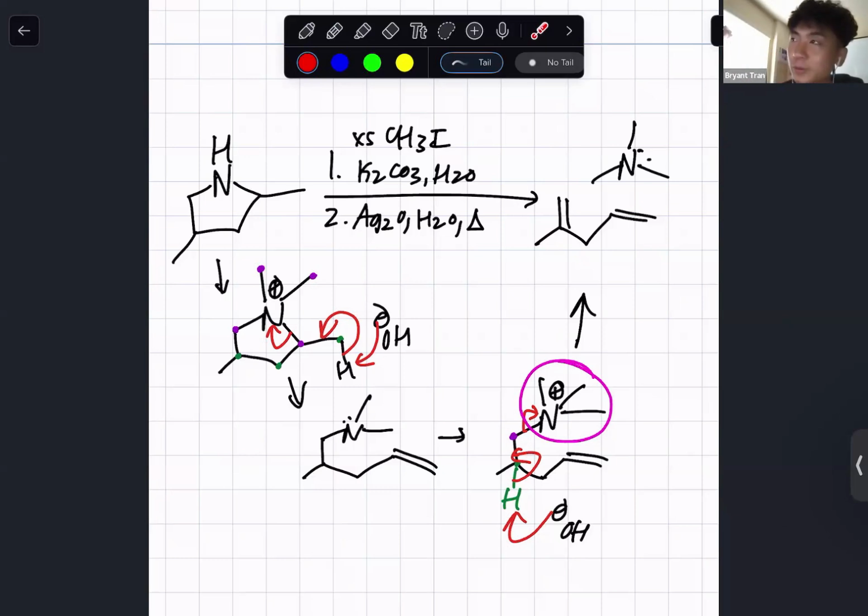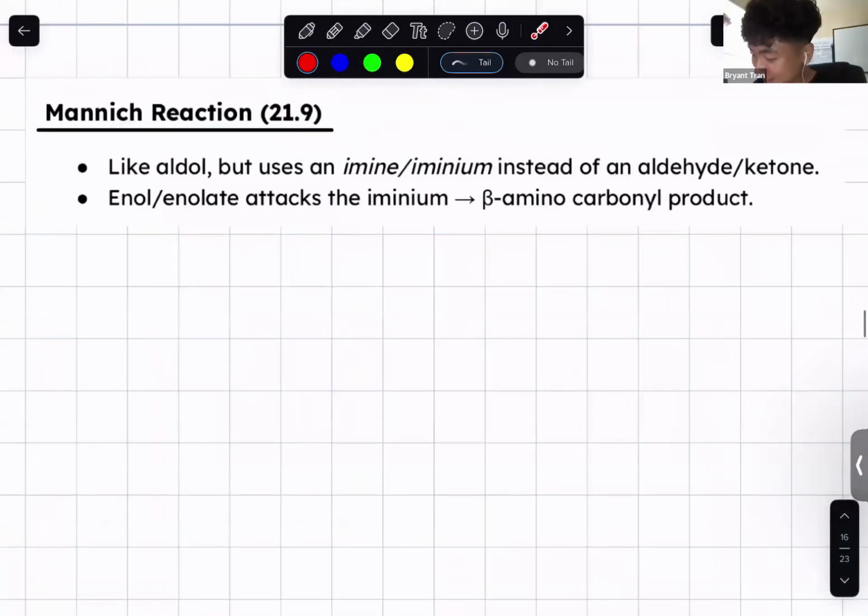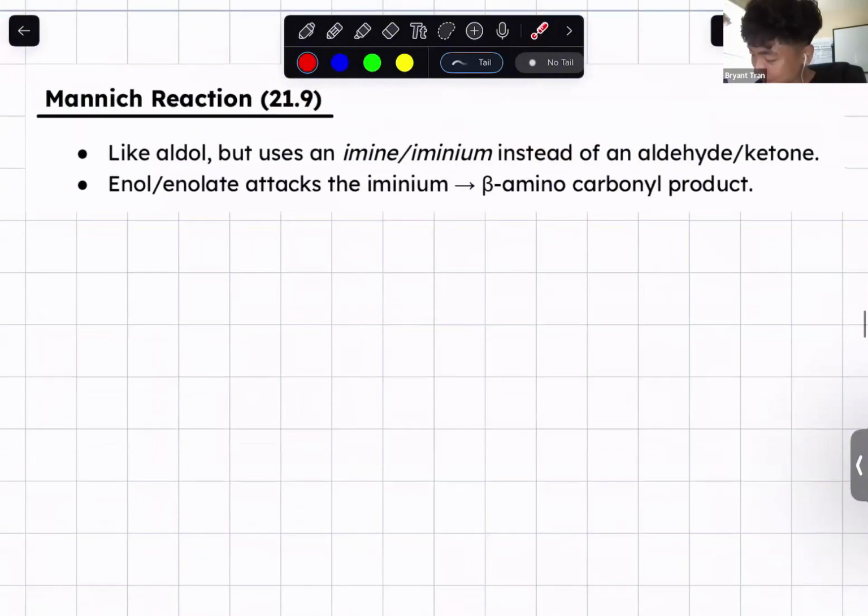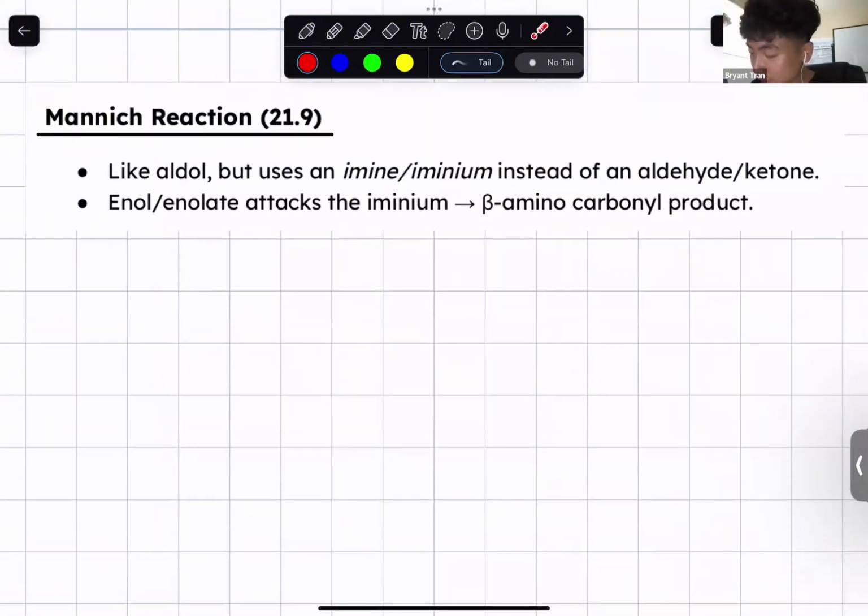Any questions on this before we move on to Mannich reaction, which is the biggest reaction of chapter 21? No. Okay, let's move on to Mannich reaction. Chapter 21's biggest reaction. So it's like an aldol reaction from 118B, but we use an iminium ion instead of an aldehyde or ketone.